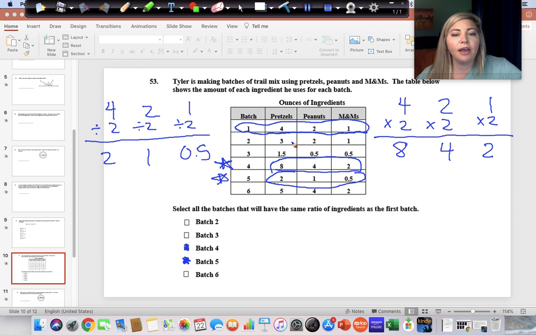To make sure we didn't miss any of the others, 3, 2, and 1, that is not going to work because to get from 2 to 2, we would have to divide by 1, and that works here. 1 divided by 1 is 1, but 4 divided by 1 is not 3. So that does not work for batch 2. Batch 3 does not work because we would divide 1 divided by 2 to get 0.5, which is good here, but 2 divided by 2 is not 0.5, so that does not work. And this one does not work down here because 1 times 2 gives us 2, and 2 times 2 gives us 4, but 4 times 2 does not give us 5. So that does not work. So only batches 4 and 5 work here.